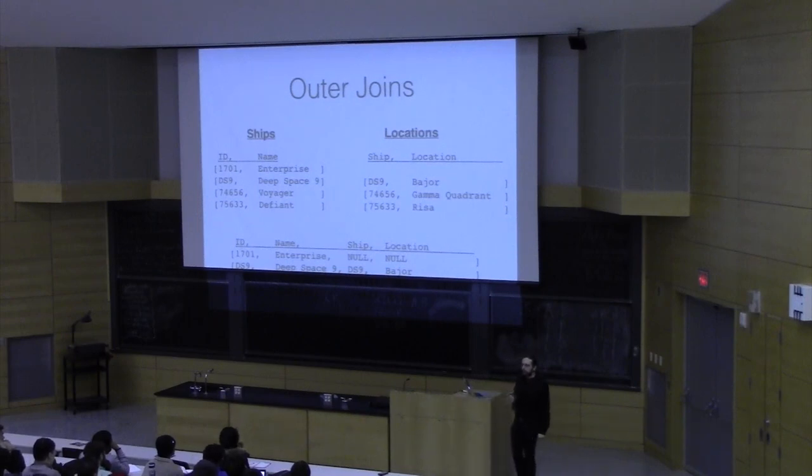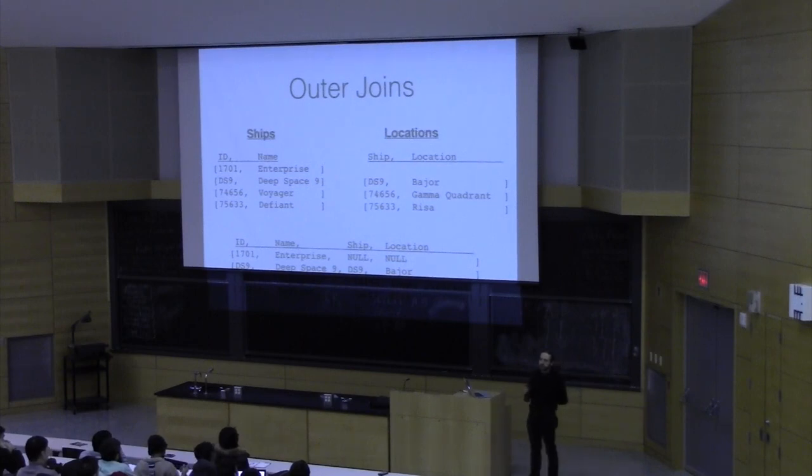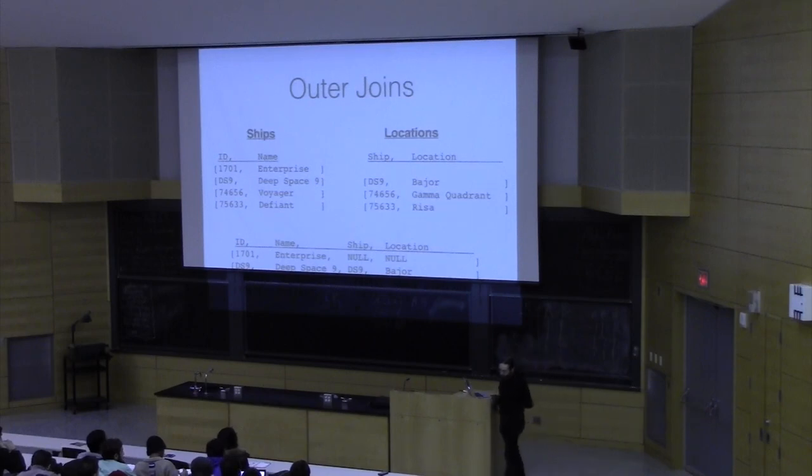Is that correct? So typically, you would use an inner join in just about every single circumstance that you'd care to, because outer joins tend to be more expensive. Outer joins are used when you know that one side of the join is going to be missing tuples, but you'd still like some sort of result. Let me give you a simple example.